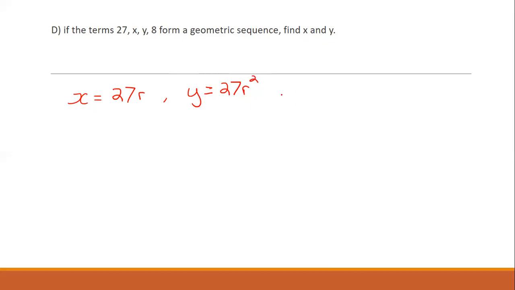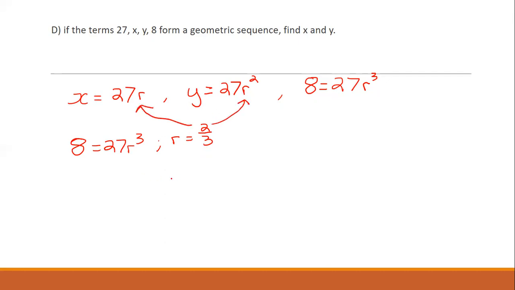And finally, we have our fourth term, which is 8. That's going to be equal to 27 multiplied by our ratio cubed. So if we go ahead and use 8 is equal to 27r cubed, and we go ahead and solve for r, it should be 2 over 3. With that, we can go ahead and plug it in and solve for x and y. X should be 18, and y should be 12.